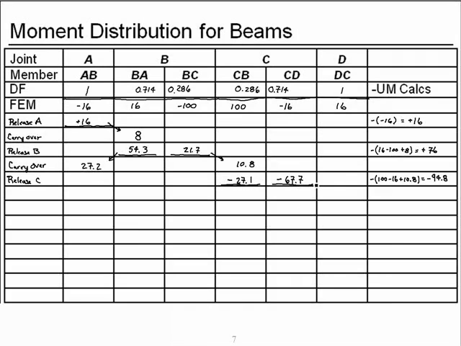And we clamp it back down, but we have carryover to the other ends of the members. Half of negative 27.1 will round off to negative 13.6, and this is our carryover. Half of the negative 67.7 will round off to negative 33.8 foot kips. And now we're ready to release a new node. So let's go out to D.